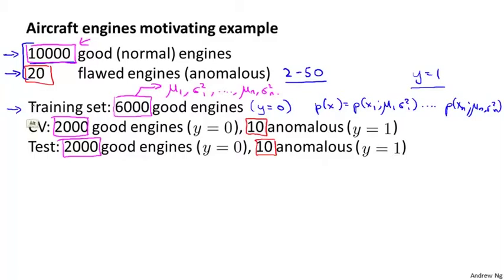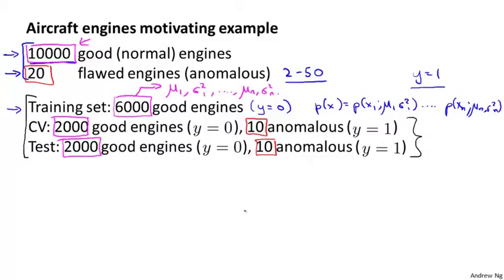So what I've just described is probably the recommended, pretty good way of splitting the labeled and unlabeled examples, the good and the flawed aircraft engines, where we use a 60-20-20 split for the good engines, and we put the flawed engines just in the cross-validation set and just in the test set. And we'll see in the next slide why that's the case.